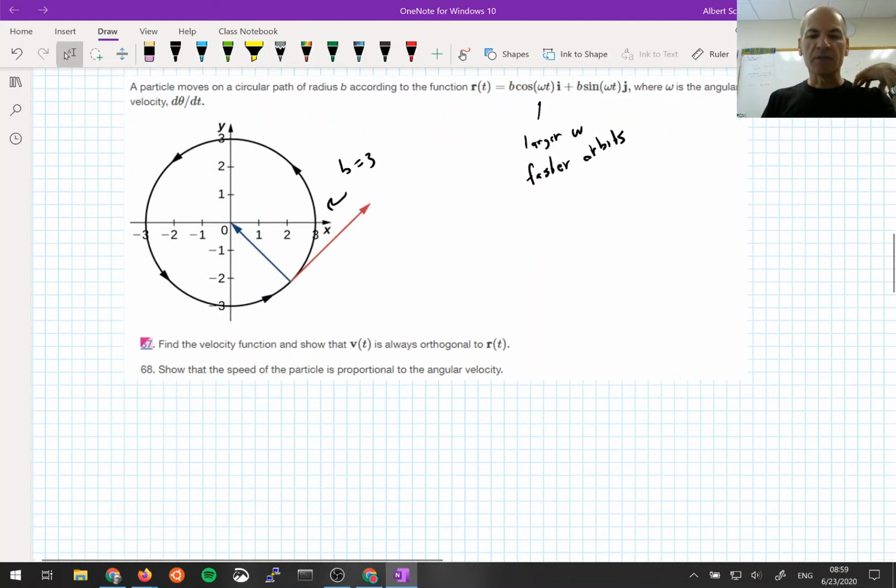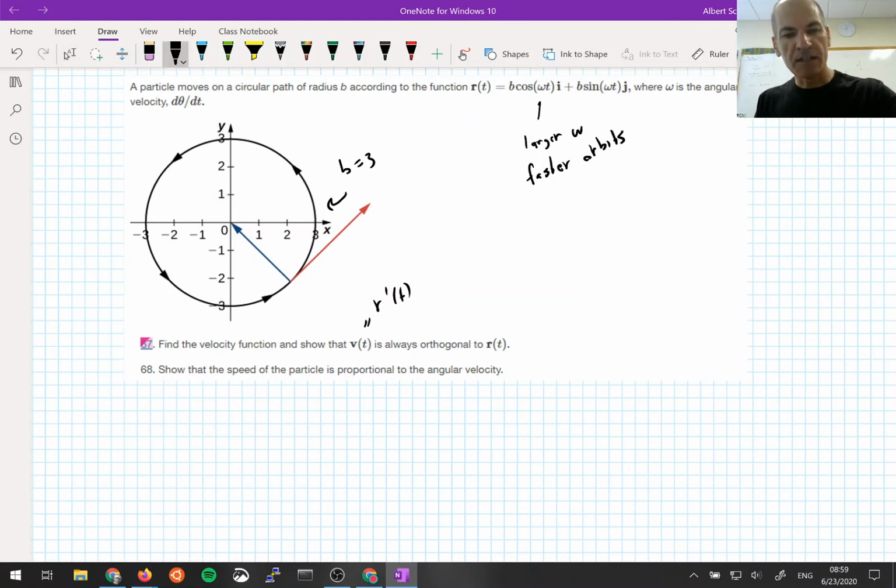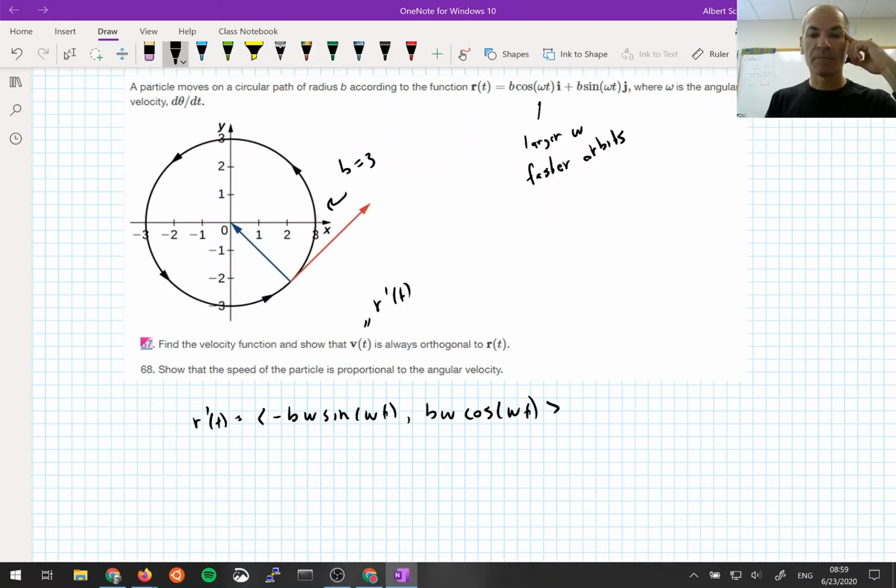So let's find the velocity function, and what we should see is that the speed, or the velocity, is always orthogonal to r of t. So what is v of t? That's the same as r prime of t. And r prime of t is just the component-wise derivative of r. So that's going to be minus b omega sine omega t, comma, b omega cosine omega t, that vector. And that is synonymous with v of t, the velocity.